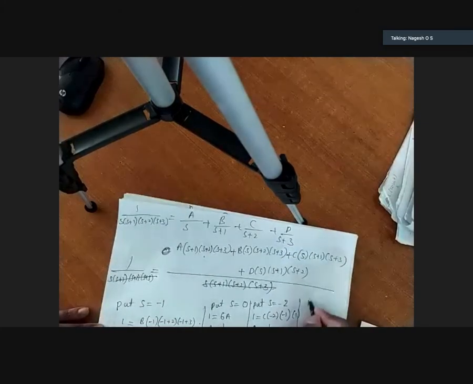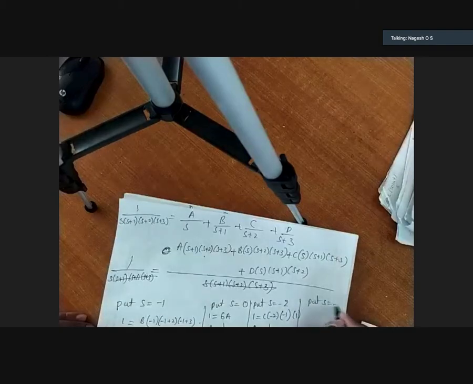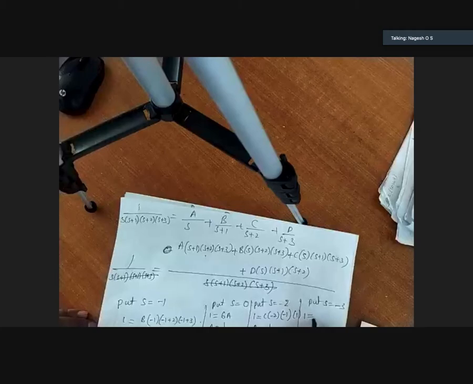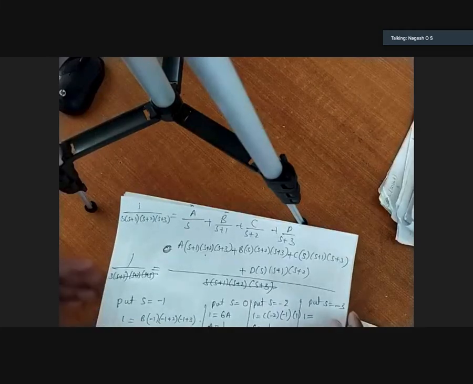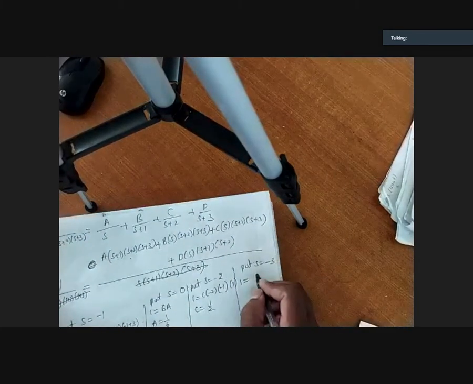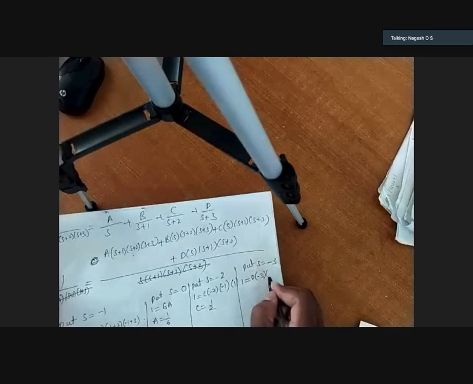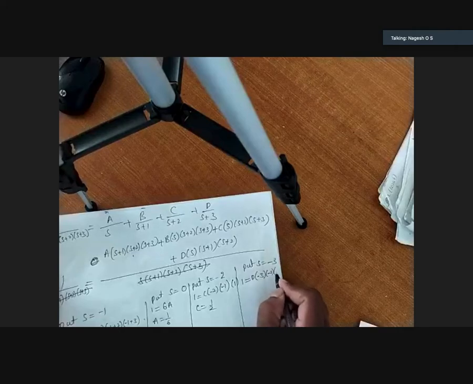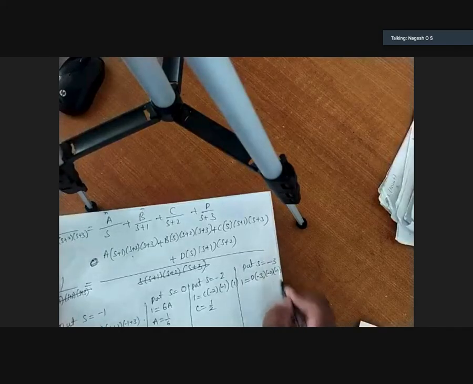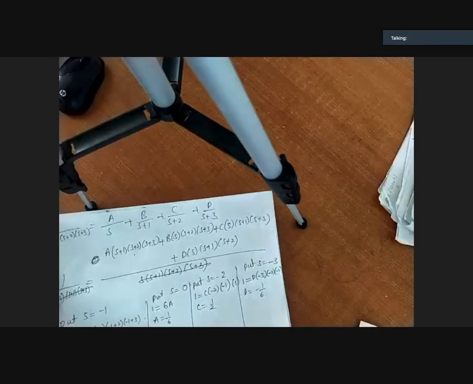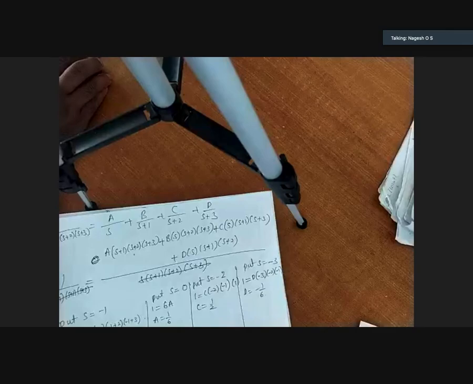Next, put S equal to minus 3. This will be 0, this will be 0, this will be 0. 1 equal to D into minus 3 plus 1, which is minus 2, and minus 3 plus 2, which is minus 1. D equal to minus 1 by 6. Yes, correct.